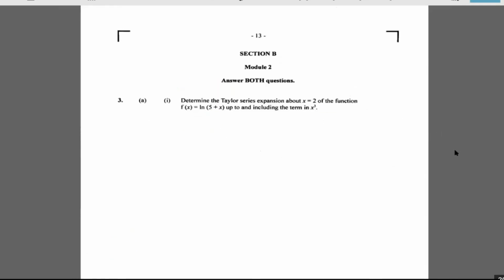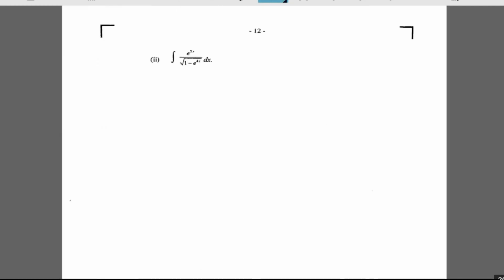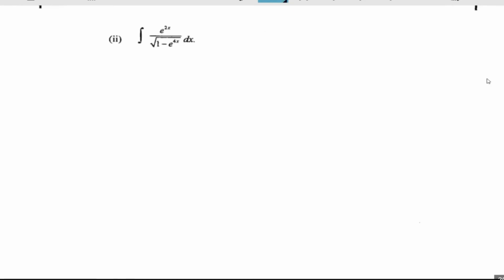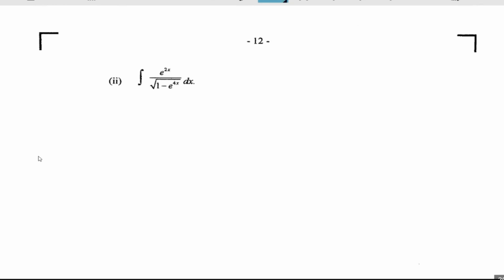All right, so we're finished with integration for 2000. The question is another integration. This integration is asking us to evaluate the integral of e to the 2x over 1 minus e to the 4x. So now what's coming to my mind is substitution. That's the first thing. I'm going to do some substituting.